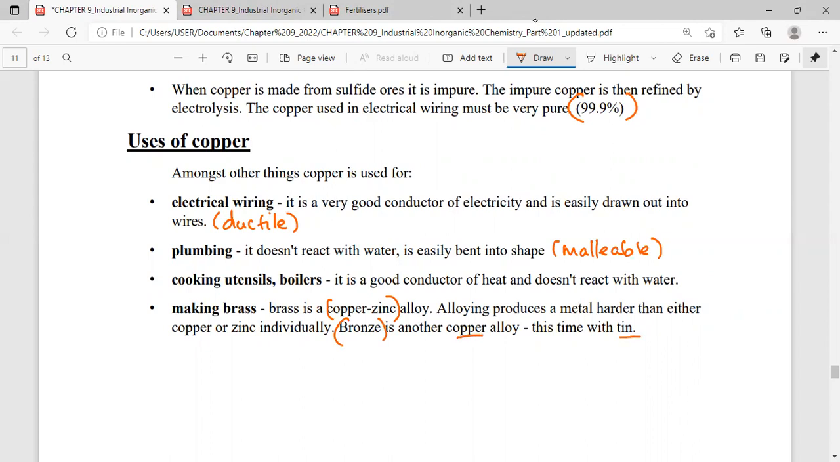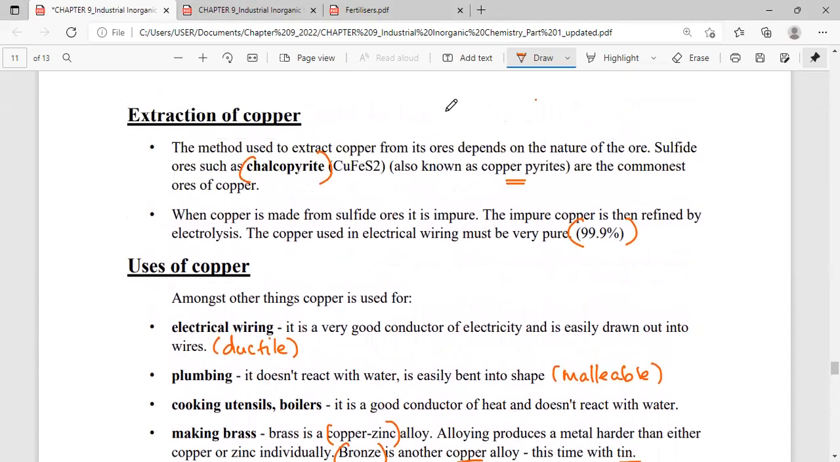Okay, so these are some uses of copper. So you don't have to sit down and waste a lot of time memorizing. You just look at and understand the use and then try to relate it with a suitable property. Okay, so that's all. If you know that, then you can answer a question. Usually they do ask for 1 or 2 marks, the uses and the property upon which it is based. Okay, so that's about copper.